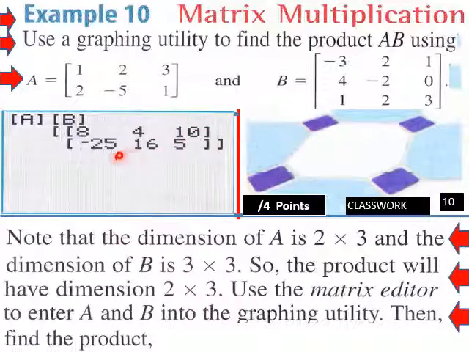And then for our second row here, it'd be a 2 times negative 3 plus a negative 5 times 4 plus a 1 times 1. See, that will give us our negative 25 in this situation. And then a 2 times 2 plus a negative 5 times negative 2 plus a 1 times 2 will give us a 16. And then a 2 times 1 plus a negative 5 times 0 plus a 1 times 3 will give us a 5 in that case there.